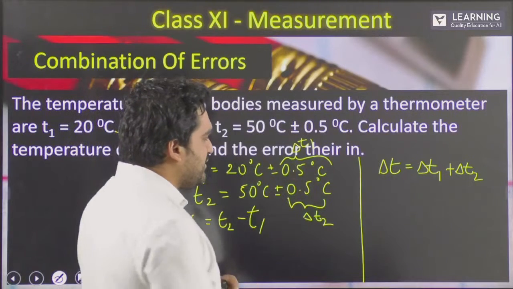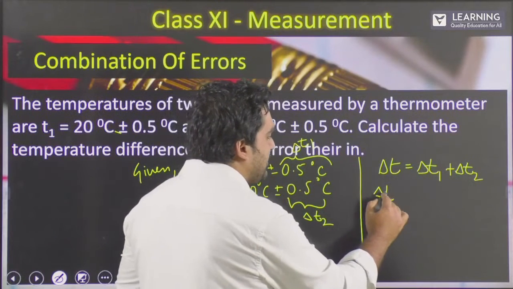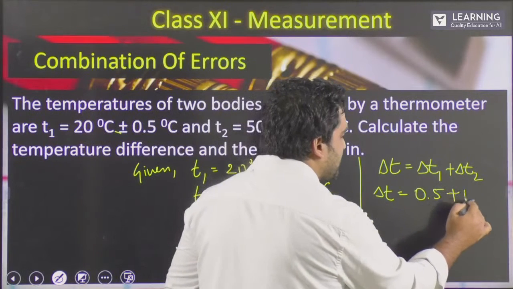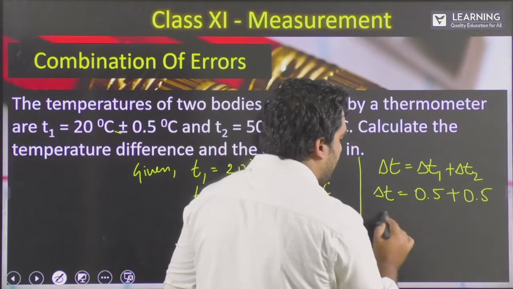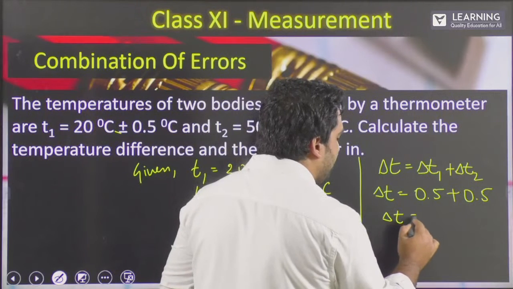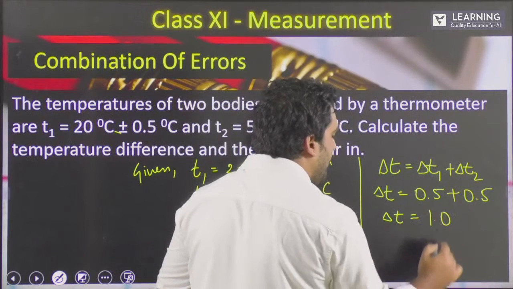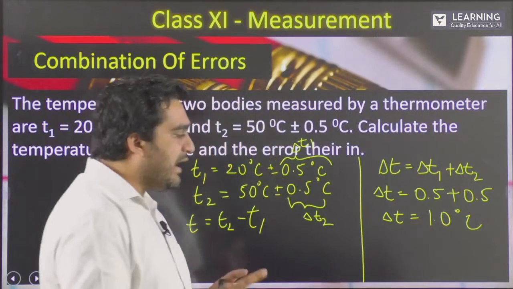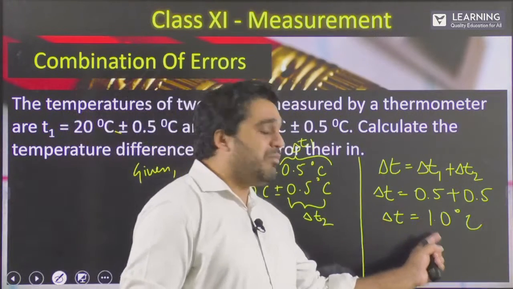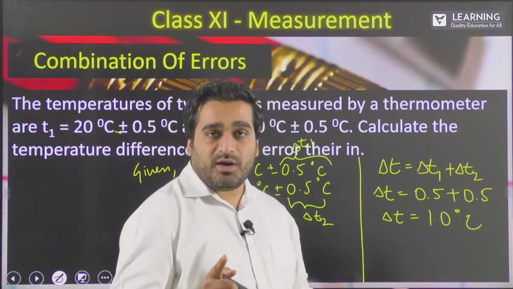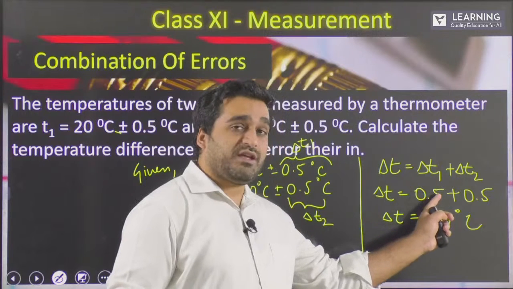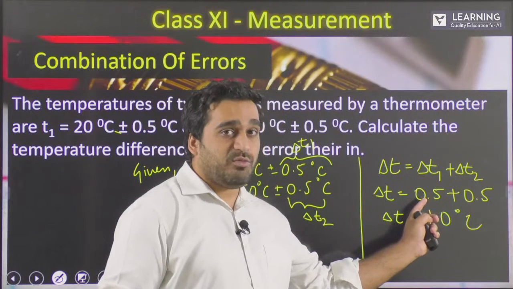So we substitute where delta T equals 0.5 plus 0.5. And what's 0.5 plus 0.5? 1.0 degree Celsius. Notice I have written 1.0 and not just 1, because this is the resolution of the given instrument, which is 0.1.